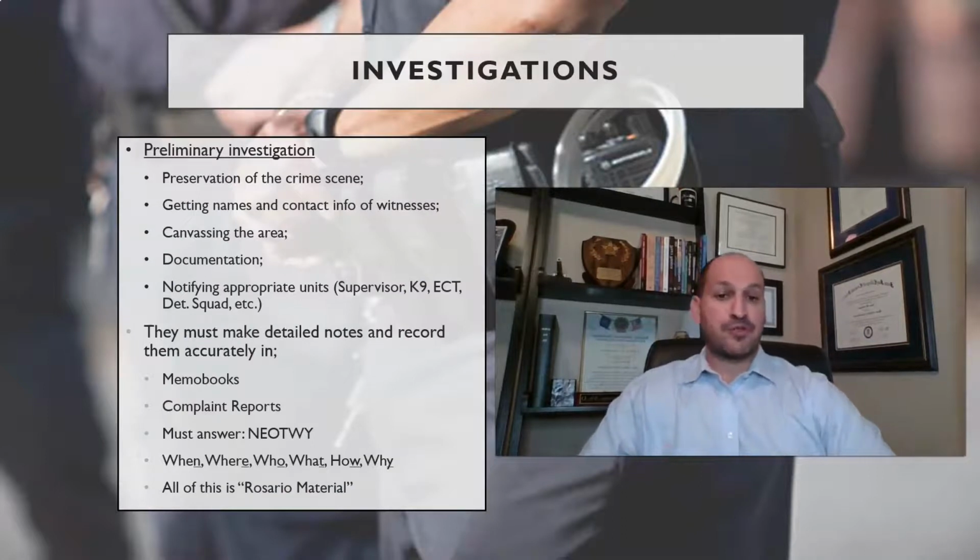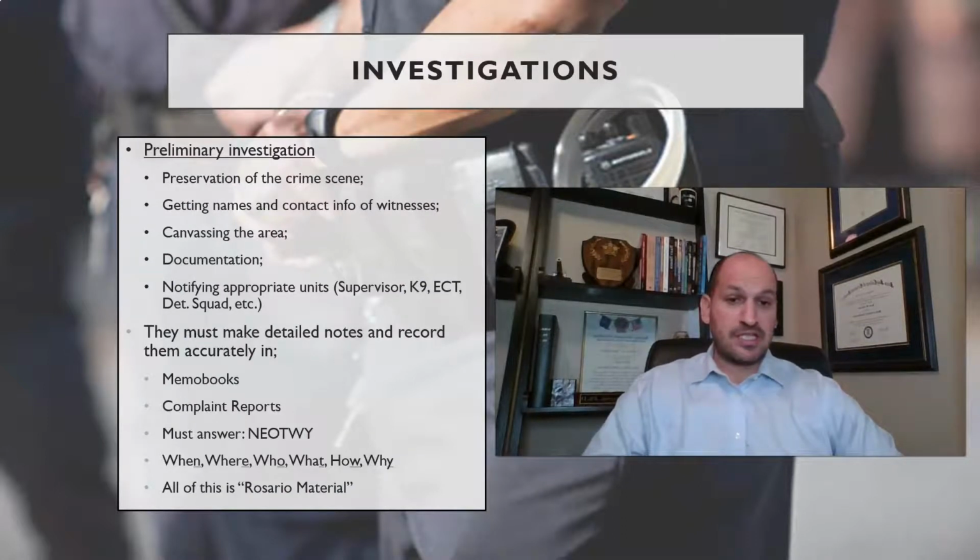So moving away from patrol and then into the investigations aspect of policing, when we think about patrol investigations, they're sort of two sides of the same coin. Again, let's go back to the preliminary investigation, and that is the first officer on the scene, all right, the patrol officer. It's important that they preserve the crime scene, get names and contact information, canvass the area, make any kind of documentation, and make proper notifications.